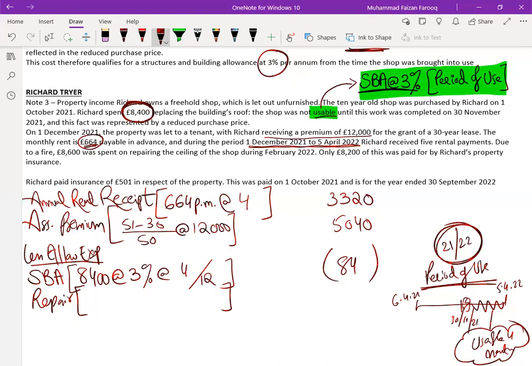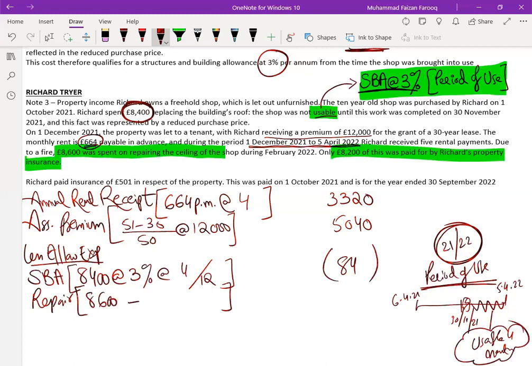He spent how much? He spent 8,600 pounds, right? Yes. 8,200 he recovered from insurance, right? Yes. So how much is his expense? Because the definition is allowed expense must be paid by landlord, right or wrong? Right. He didn't pay 8,600.